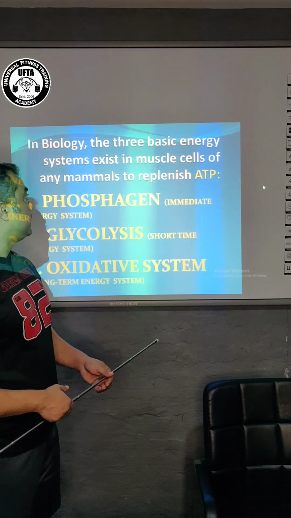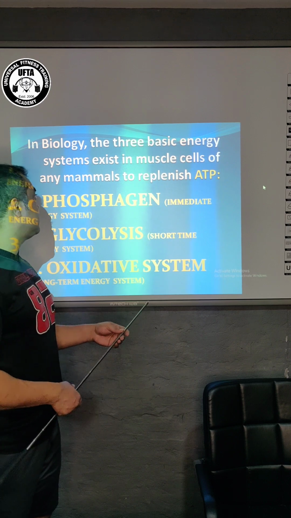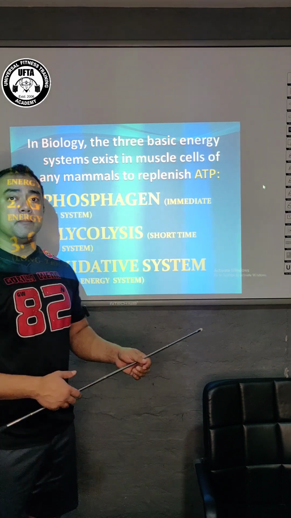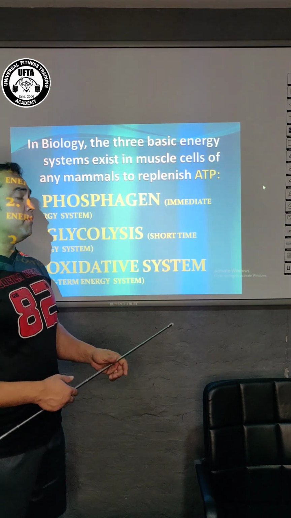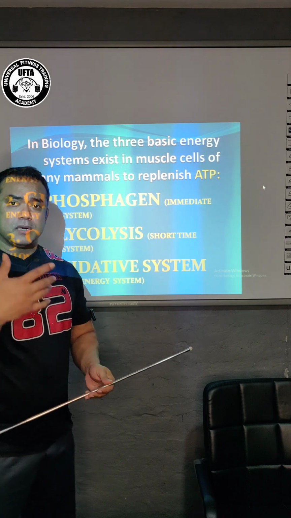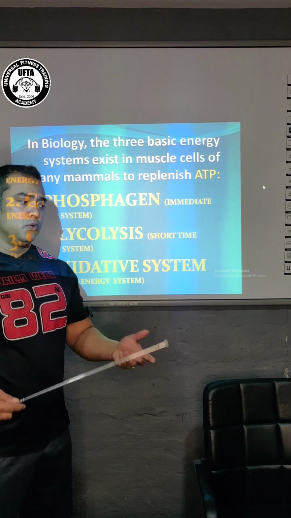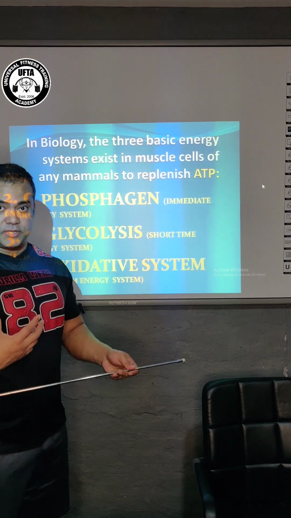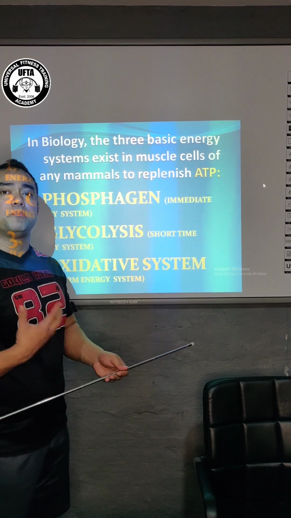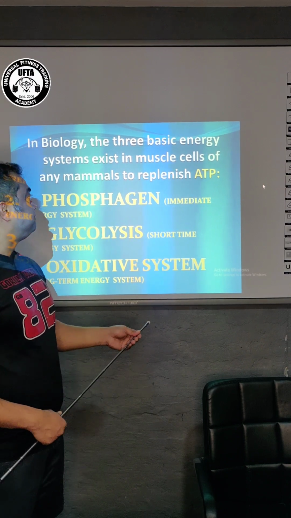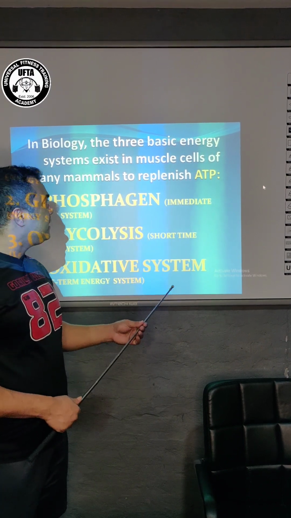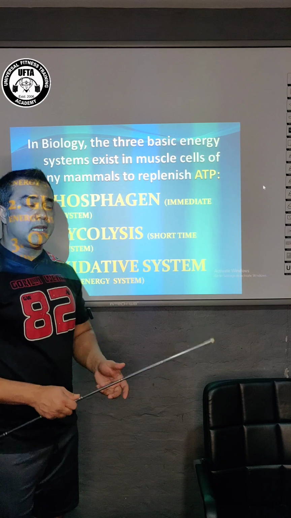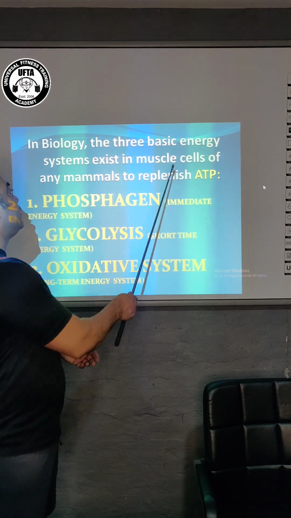In biology, three basic energy systems exist in muscle cells of any mammalian animals. Mammals means those who give birth to their children and feed their children with milk. They have got breast tissue. So mammals are those animals which have got breast tissue. And basically the main energy currency in our body is ATP, which is called adenosine triphosphate.